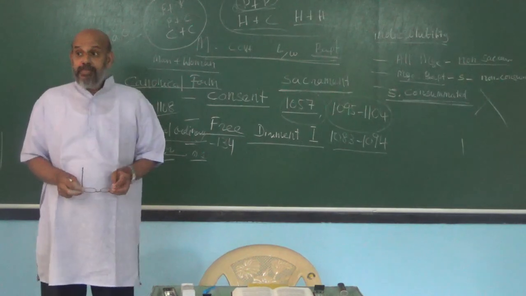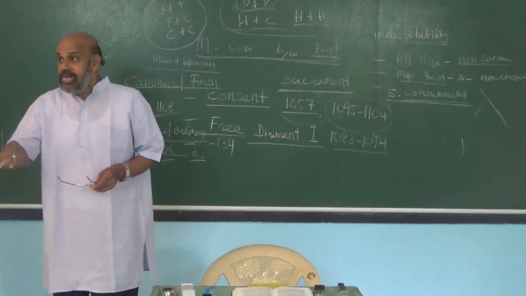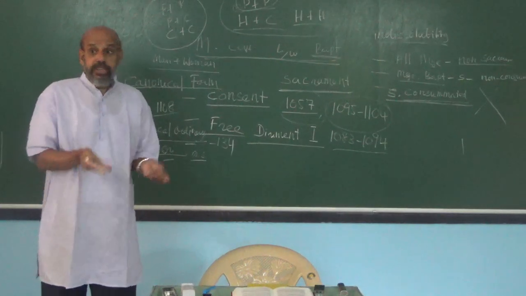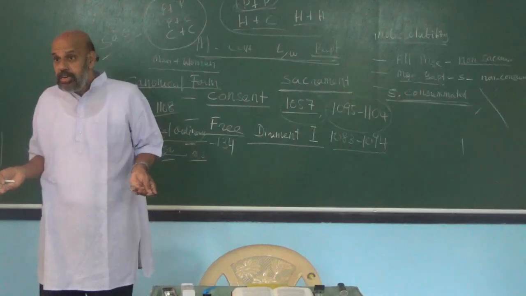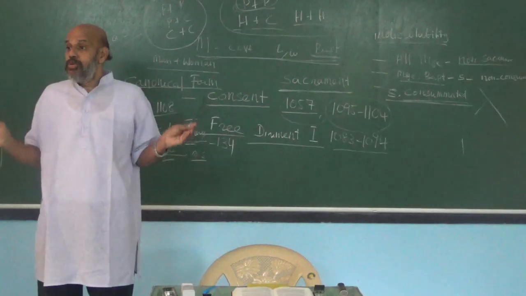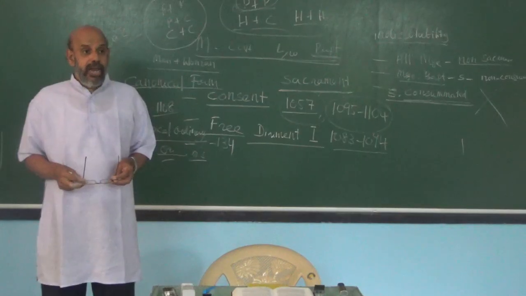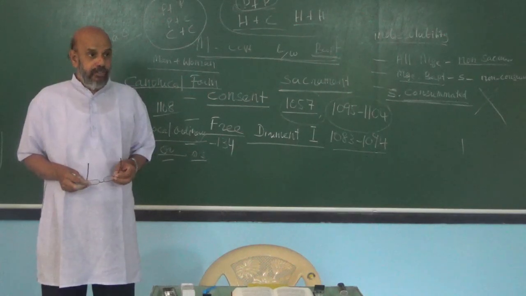There should not be any impediments. If at all there is an impediment, you should get a dispensation. But some impediments, nobody can give dispensation. That also, you should know the 12 impediments. The third point: it must be celebrated in the canonical form.